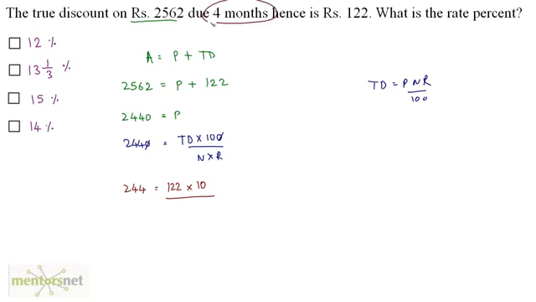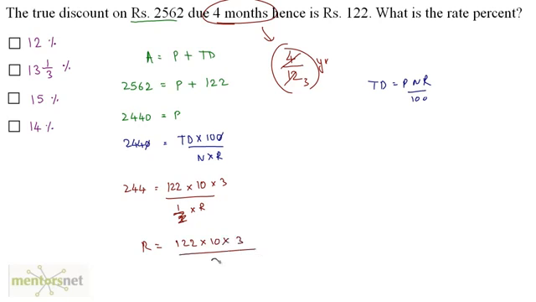what is N? Well, N is 4 months. Let's convert these months into years. 4 months out of 12 months, right? So 4 by 12 years is the converted form of 4 months, and that's 1 by 3. So this will be 1 by 3 times R, correct? Now this 3 goes here, right? So I have R is equal to 122 times 10 times 3 divided by 244, isn't it?